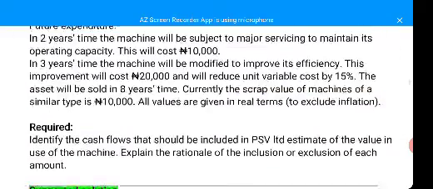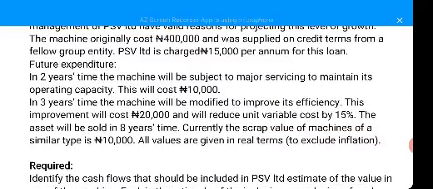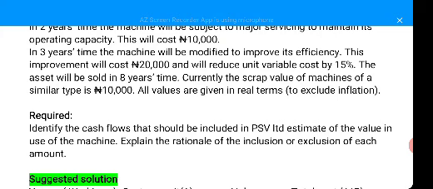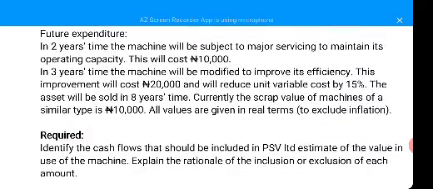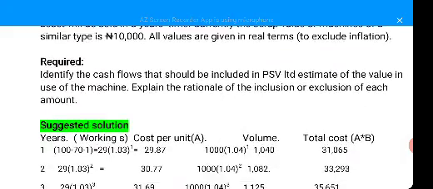Now, but in year three, you are told that the machine will be modified to improve its efficiency. This improvement will cost 20,000 and we reduce unit costs by 50%. So when you look at this year three cost, you will find out that it improves the operating capacity or reduces the cost that will be incurred in that machine. That means this 20,000 should be capitalized. It should be capitalized, not part of your value in use. So anything that we are told will improve the operating capacity of a machine, that particular item should be capitalized with the machine.